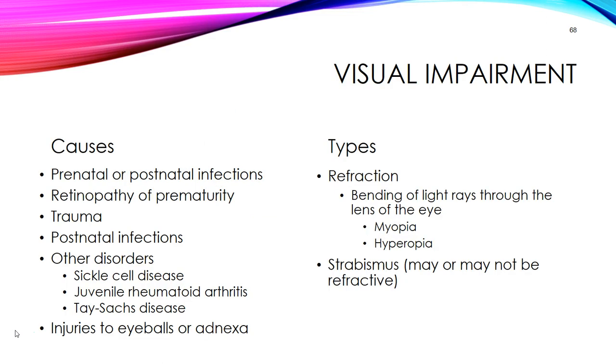So visual impairment, again, there's lots of causes. Infections. If you've already taken the maternal part, you know this. If you haven't, you'll learn this. Chlamydia and gonorrhea are huge causes of infant blindness. So what happens with chlamydia and gonorrhea, and when you go to the clinical site, you'll see this: they give every baby optic erythromycin, the gel they put in their eyes.